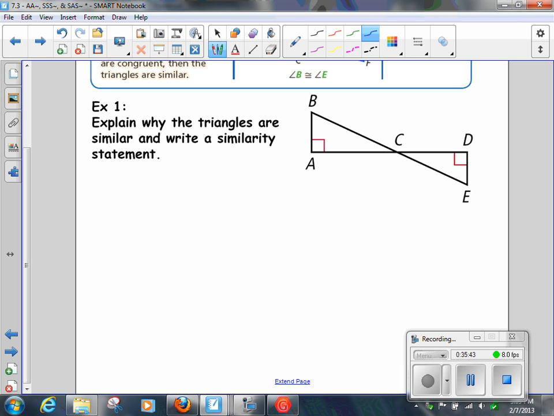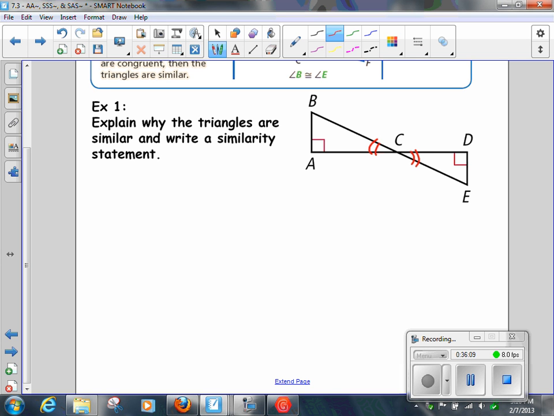Hey, is there anything I can mark up automatically? Vertical angles, okay? You have the right to mark those up. I can tell you until I'm blue in the face, mark up vertical angles. You can do that. Now, look at it. Explain why the triangles are similar and write a similarity statement.